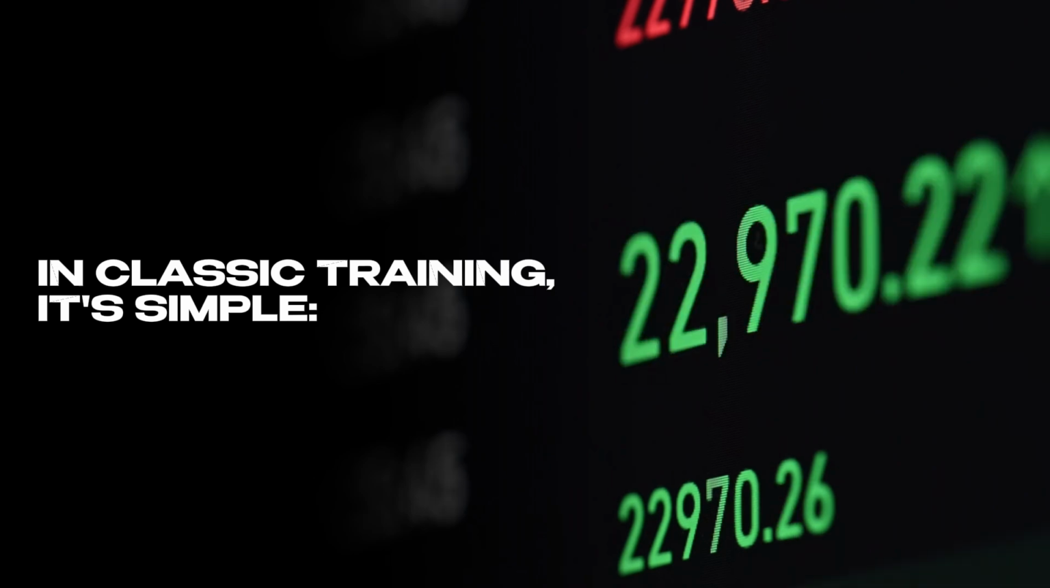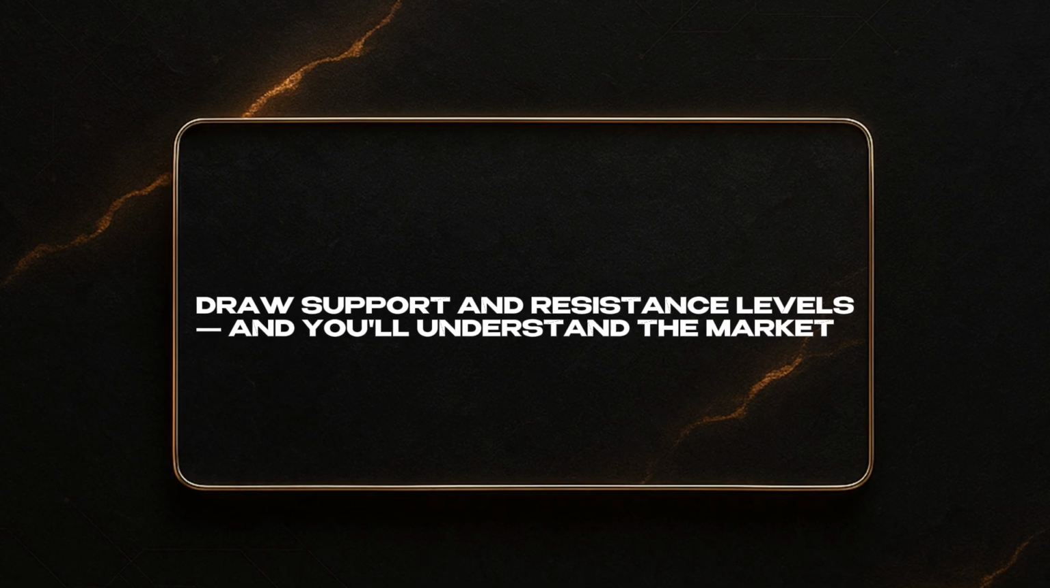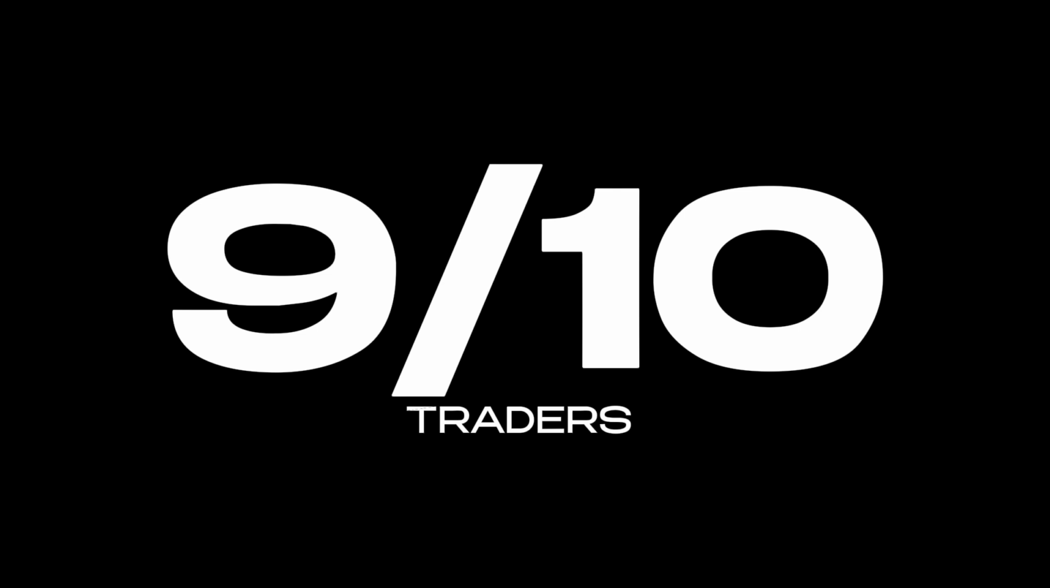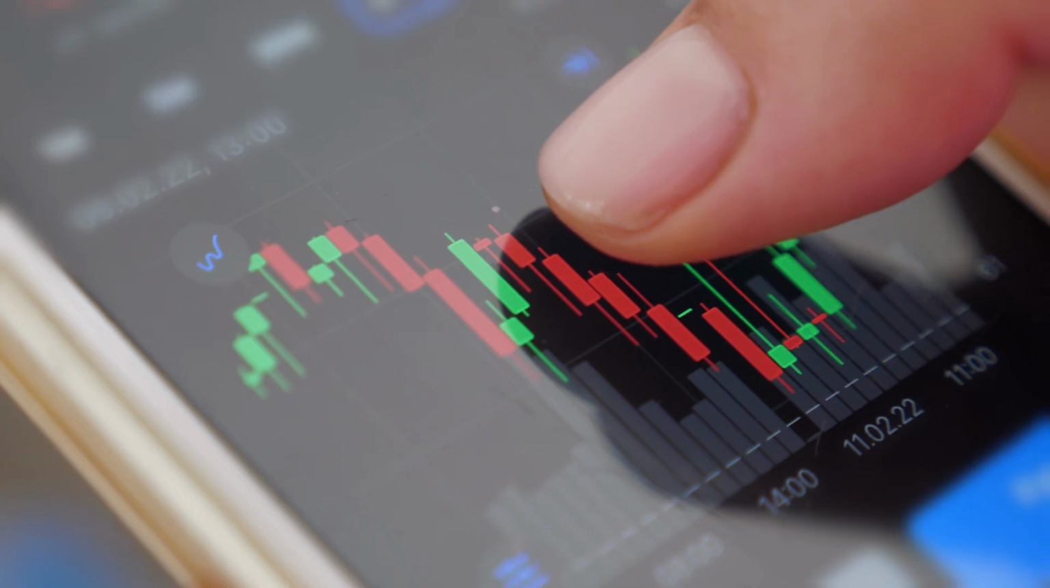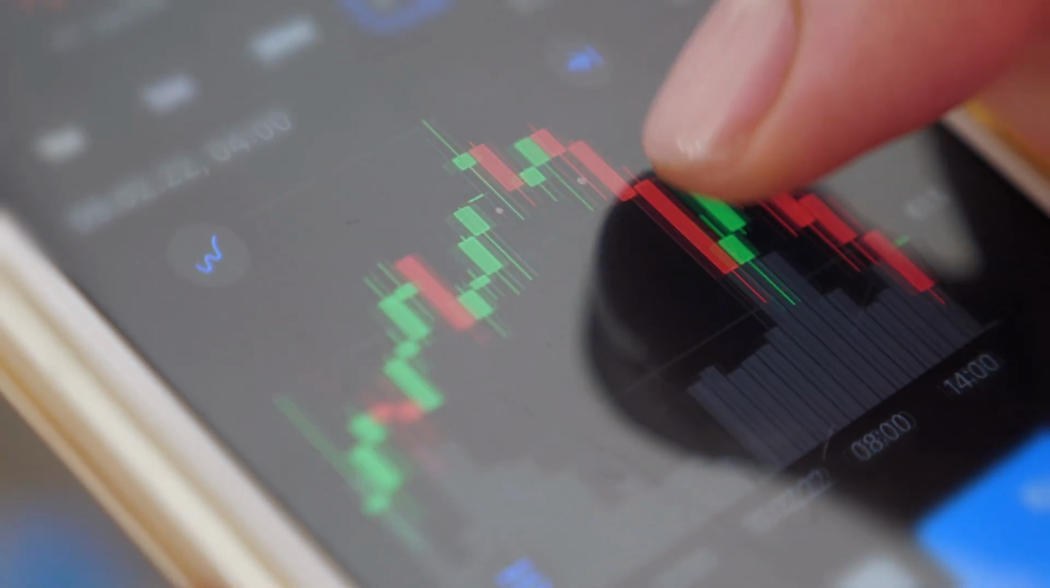In classic trading, it's simple. Draw support and resistance levels, and you'll understand the market. In practice, it's different. 9 out of 10 traders draw levels subjectively. Some connect highs, some touch points, some by shadows, some by candle bodies. Result, dozens of lines on the chart that contradict each other. And most dangerous, the trader stops understanding where the truly important price is.